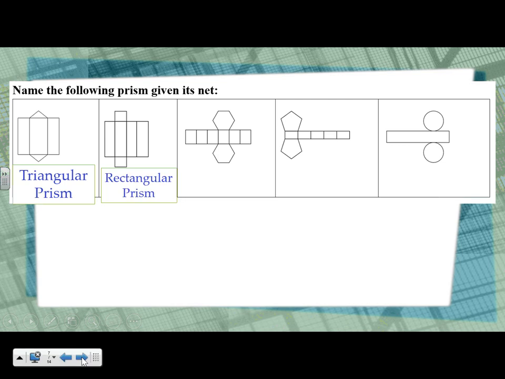Next one's a rectangle prism. Now you might think it's a square prism because these top and bottom look like squares, but they don't tell you that. They don't say they're congruent at all. They don't give you anything about the angles, and so we're assuming that it's rectangular.